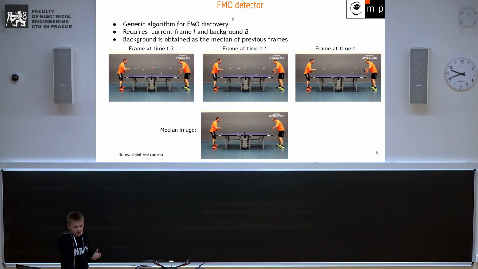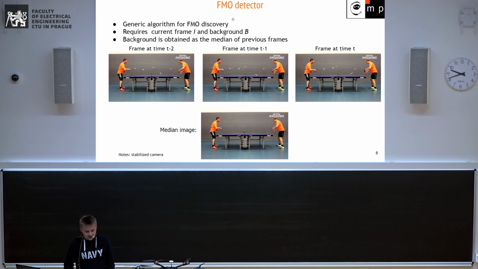And now I introduce the method. So first of all, I said that we would like to detect all fast-moving objects in every video frame. And for that, our method is based on a difference image. So first of all, we have to find a background.